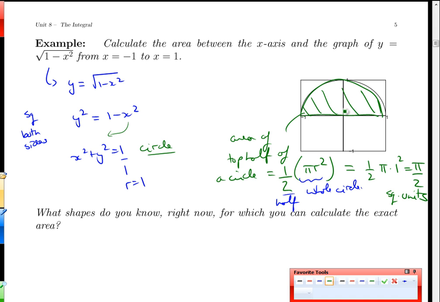Now here's the humbling part. Try to think of all the shapes that you know right this second for which you can calculate the exact area. We're talking just square areas here, so not three-dimensional volumes, just areas. I think most of you quite happily will say triangles, circles, or parts of each of those. Rectangles, obviously. What else might you have? Parallelograms.